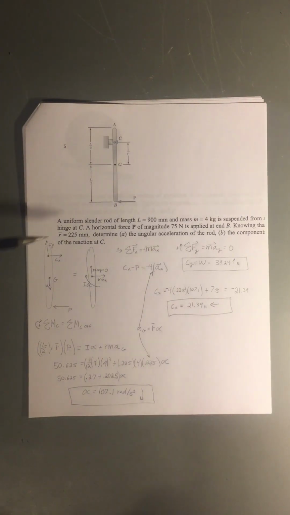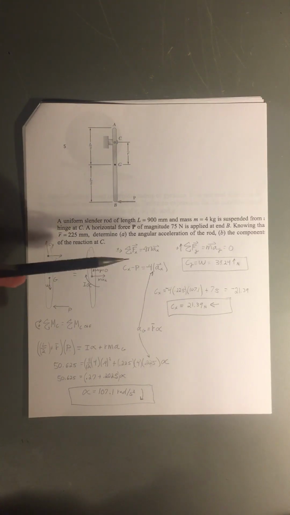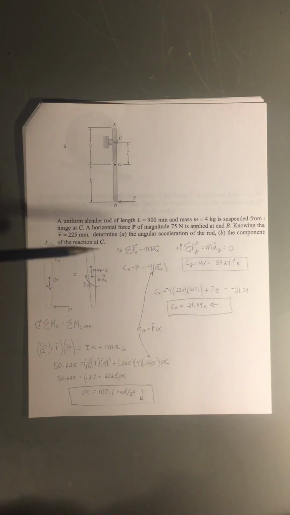And so the first thing I did was just draw the free body diagram and set it equal to the kinetic diagram, like we do in every problem. And I labeled all of my forces here. We've got our reaction forces at C, we've got our weight pulling it down, and then the force P, which is given to us as a force of 75 newtons. And so I started by using the equation sum of the forces equals mass times acceleration, and I did that in the x and y direction.